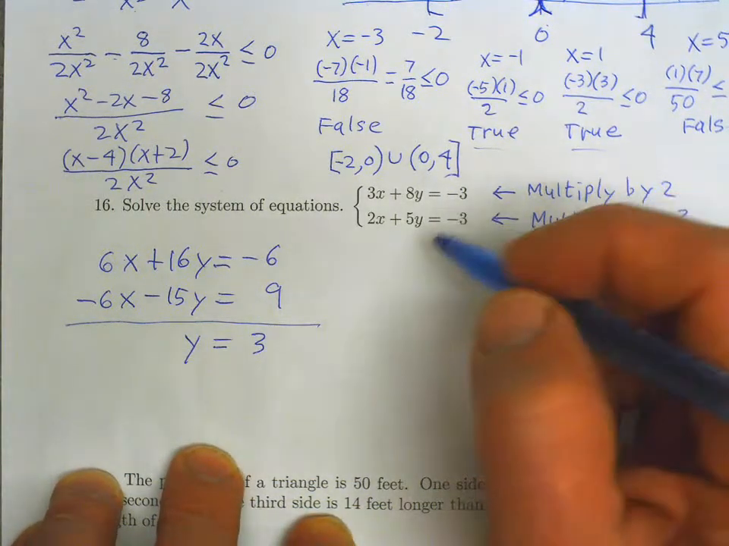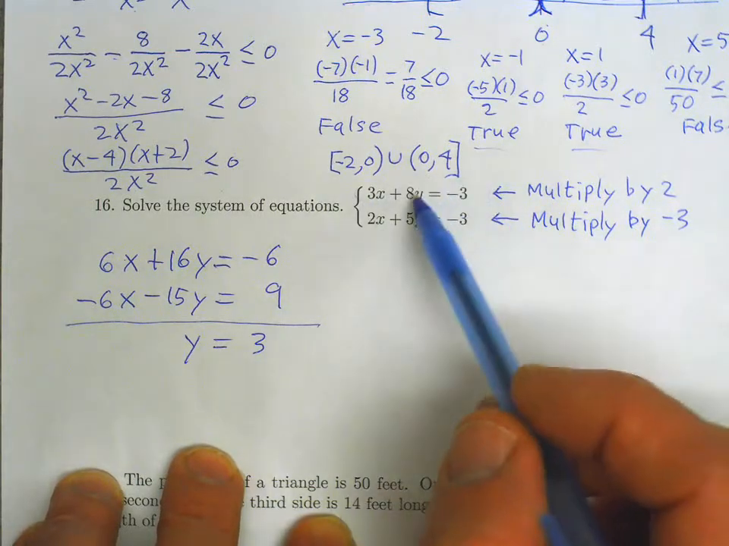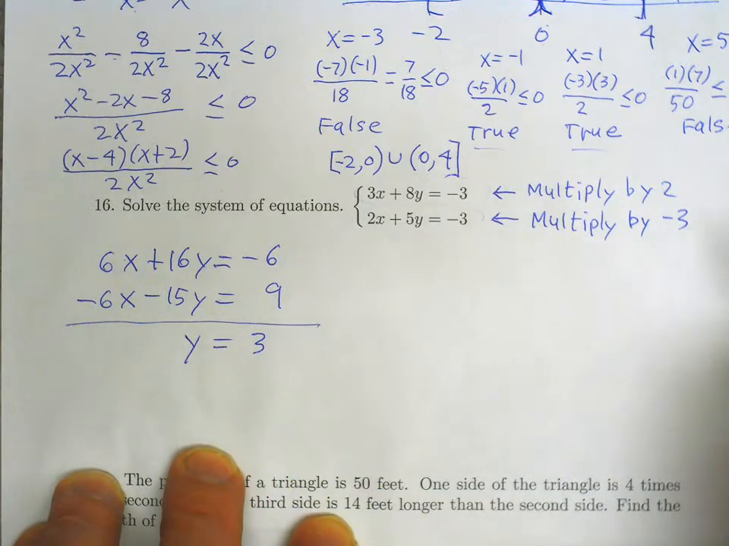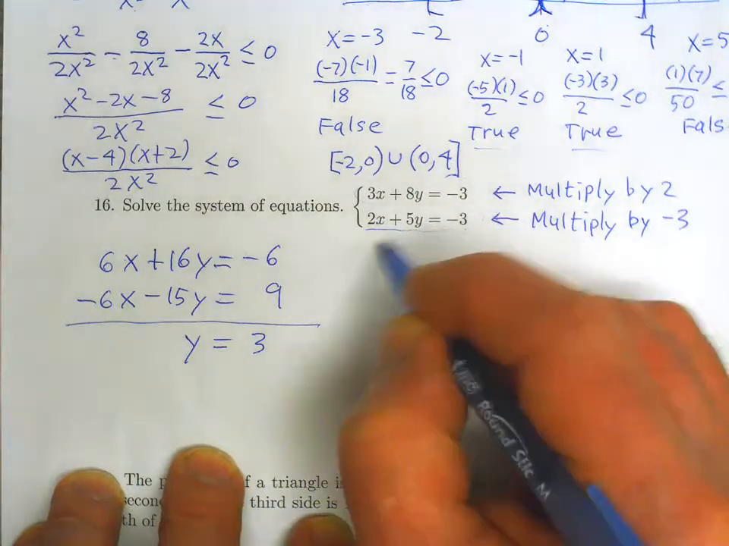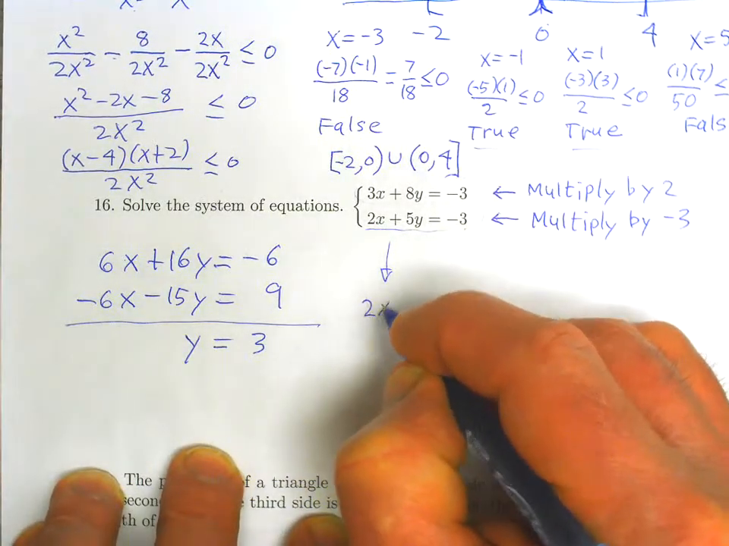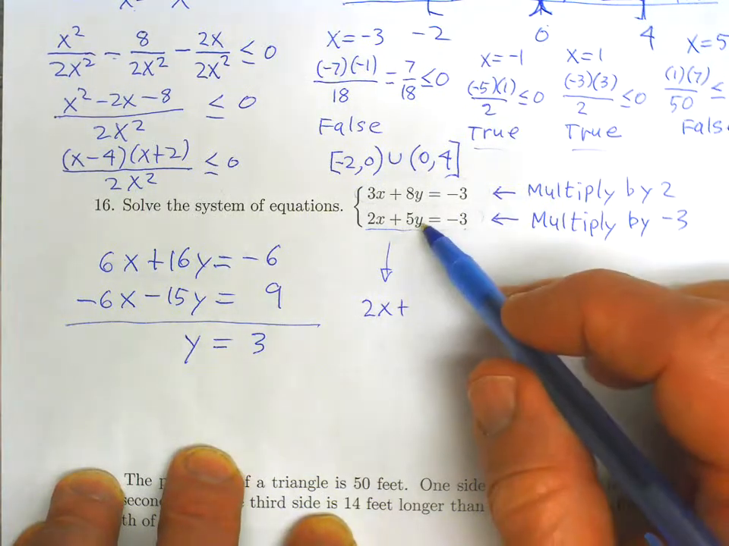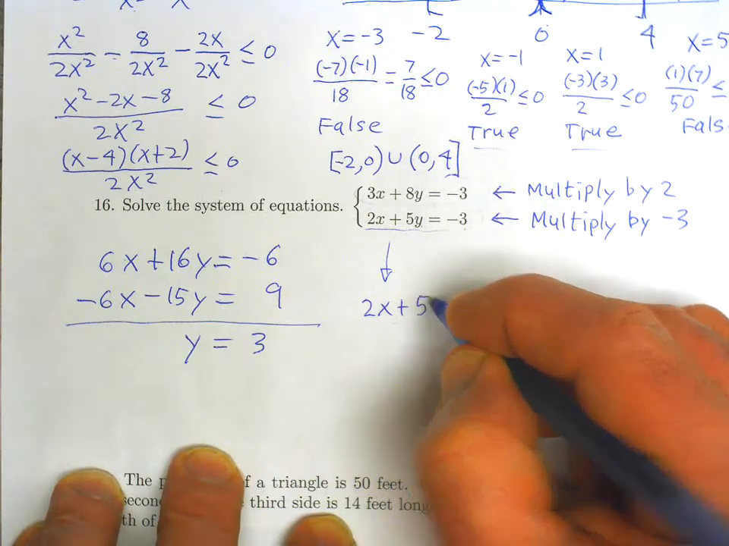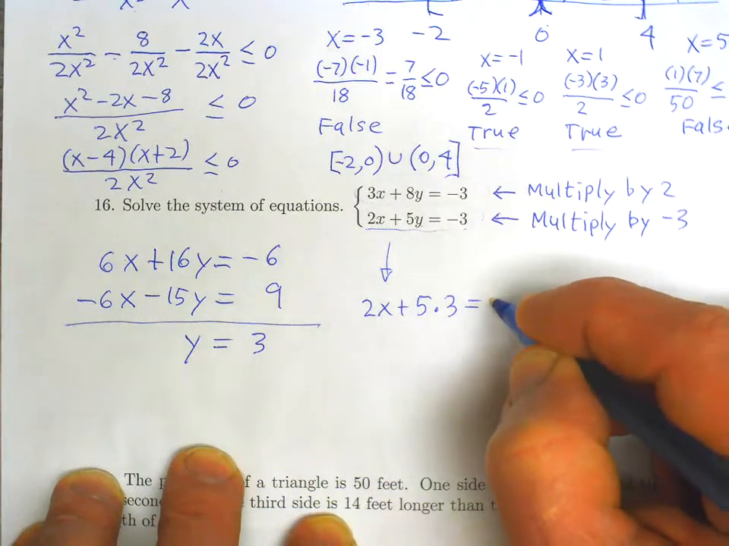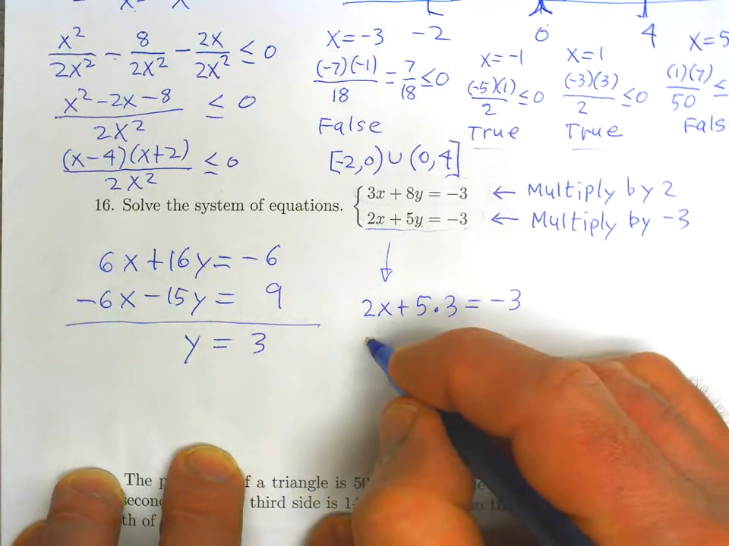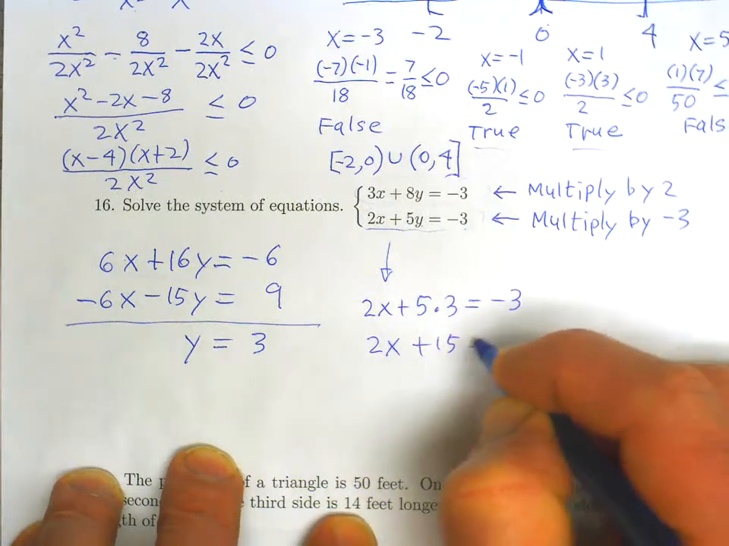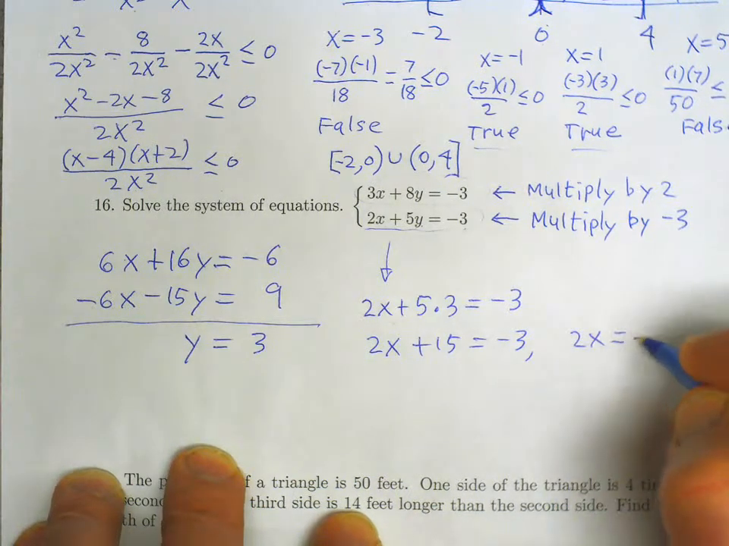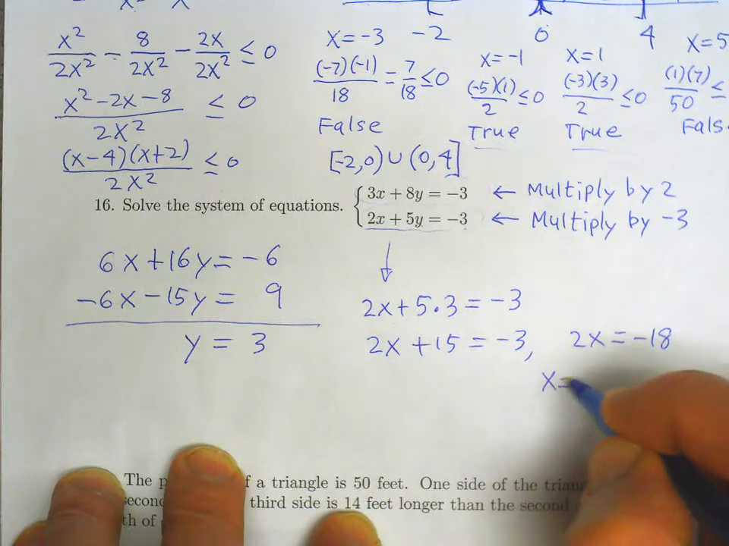And then to find x, we can use any one of those four equations and substitute y in for 3. So I'll use this equation right here, 2x plus 5y equals negative 3, but I'm going to replace y with positive 3. So this is 2x plus 5 times 3 equals negative 3. And 2x plus 15 equals negative 3. Subtract 15 from both sides, 2x equals negative 18, and x equals negative 9.